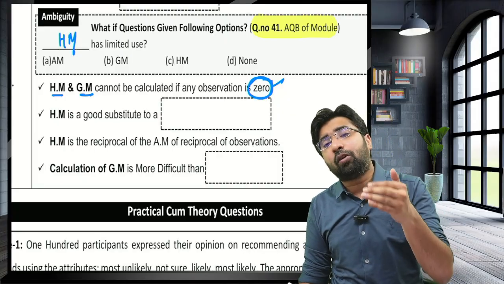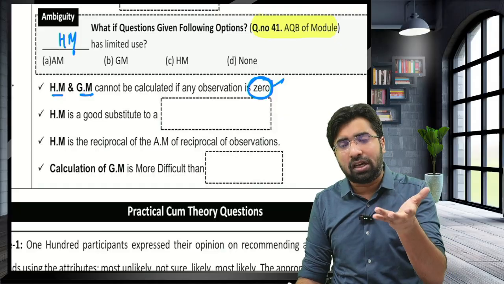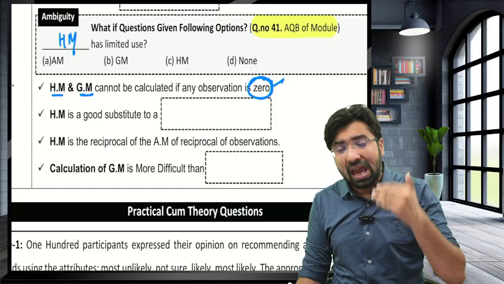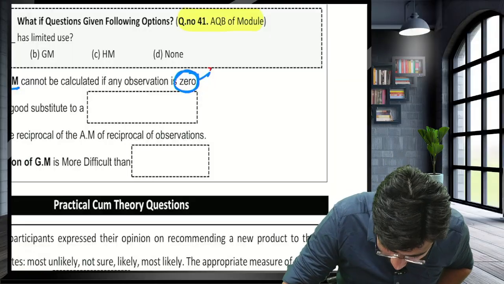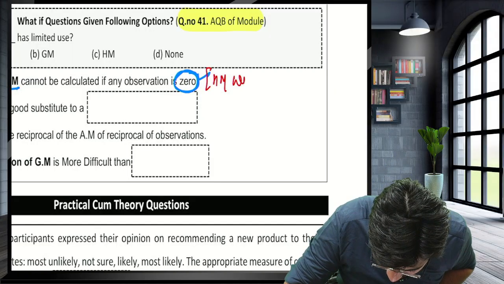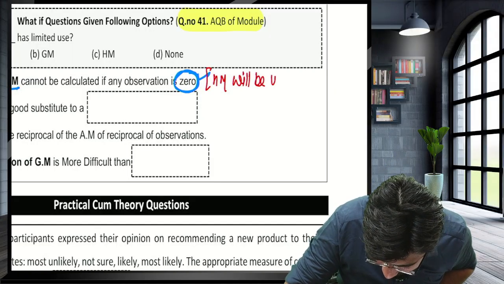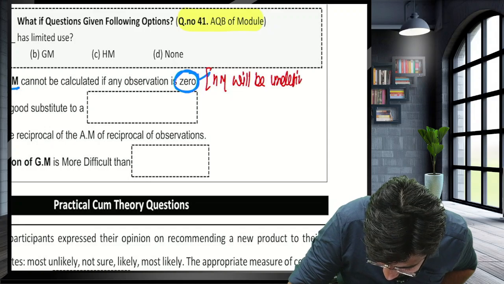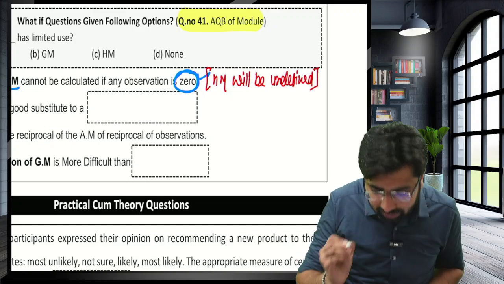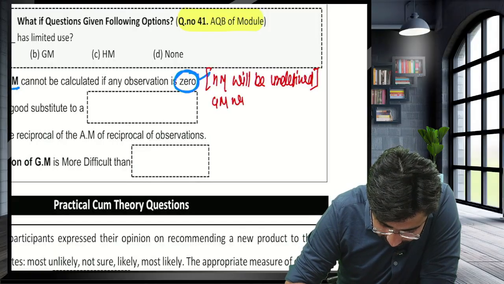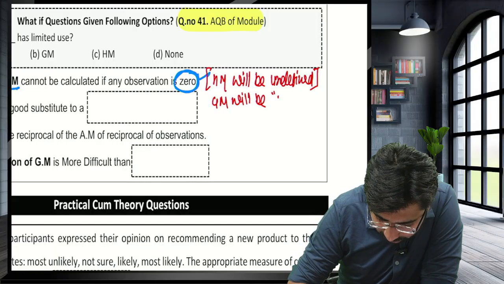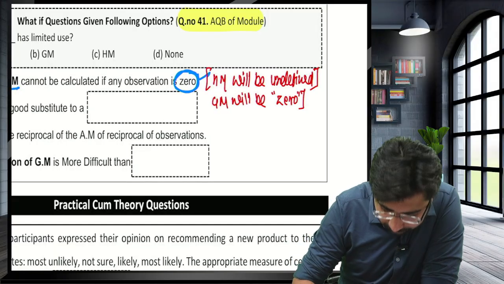But which one of the following will be undefined? GM will not be undefined, but if any observation is 0, HM will be undefined. HM will be undefined, guys, and GM will be 0.